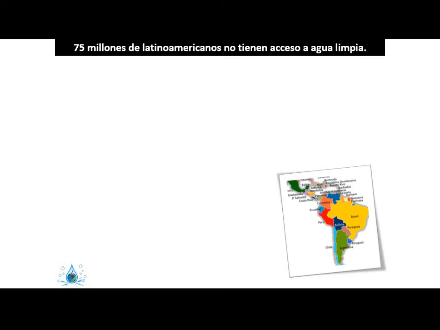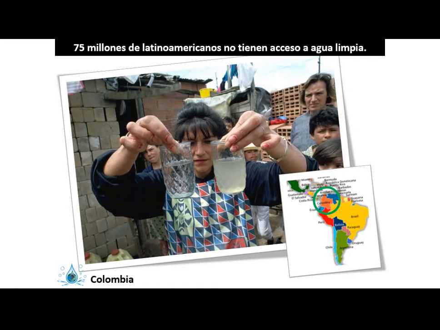75 millones de latinoamericanos no tienen acceso a agua limpia. There's your keyword, limpia. You could translate this one if you feel like it. 75 millones de latinoamericanos no tienen acceso a agua limpia. Your picture clue? So you're looking at 75 million Latin Americans who don't have access to clean water. This is a picture taken from Colombia. Next.